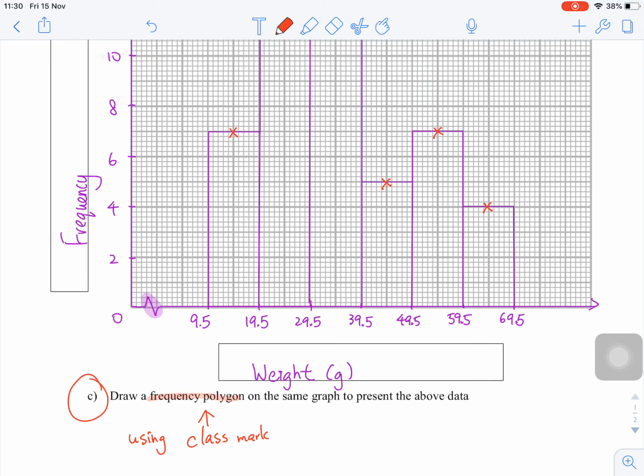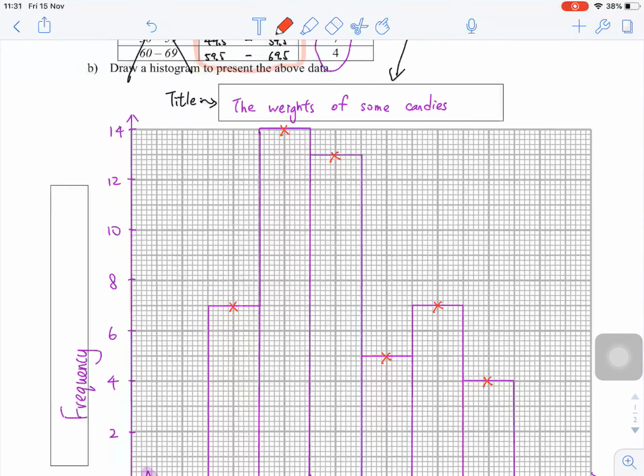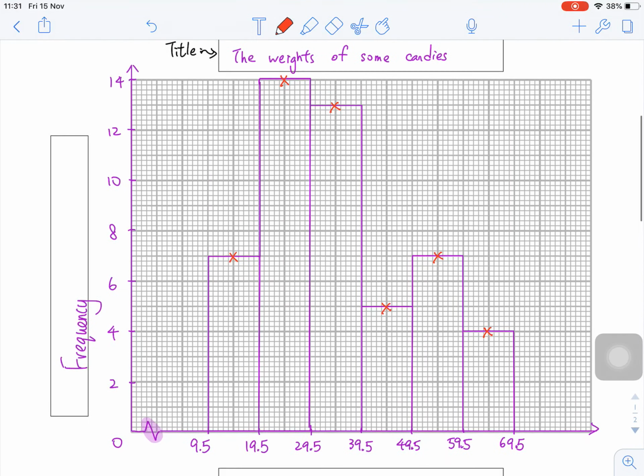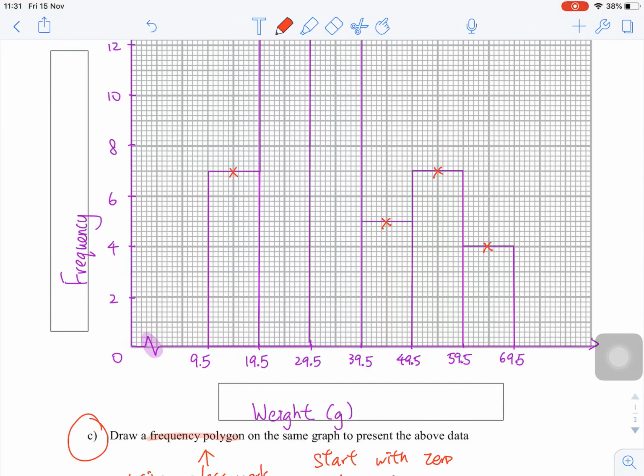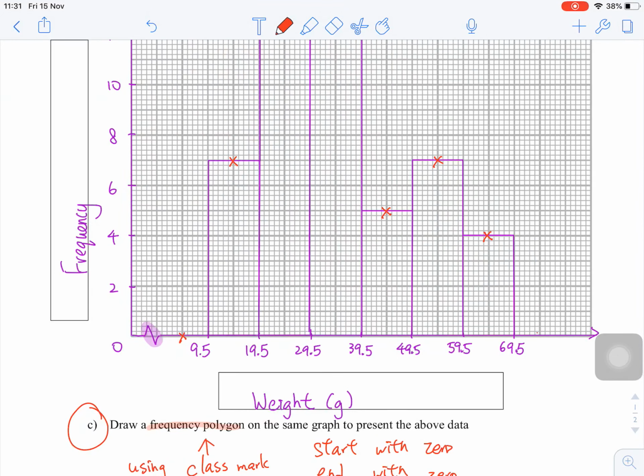But remember, the frequency polygon must start with 0 and end with 0. If we join these red dots, it does not start with 0 and end with 0, so we need to consider the next class mark. Start with 0. The next class mark, ending with 0, should be here. Because we check 5 boxes. 5 boxes. Must be the same.